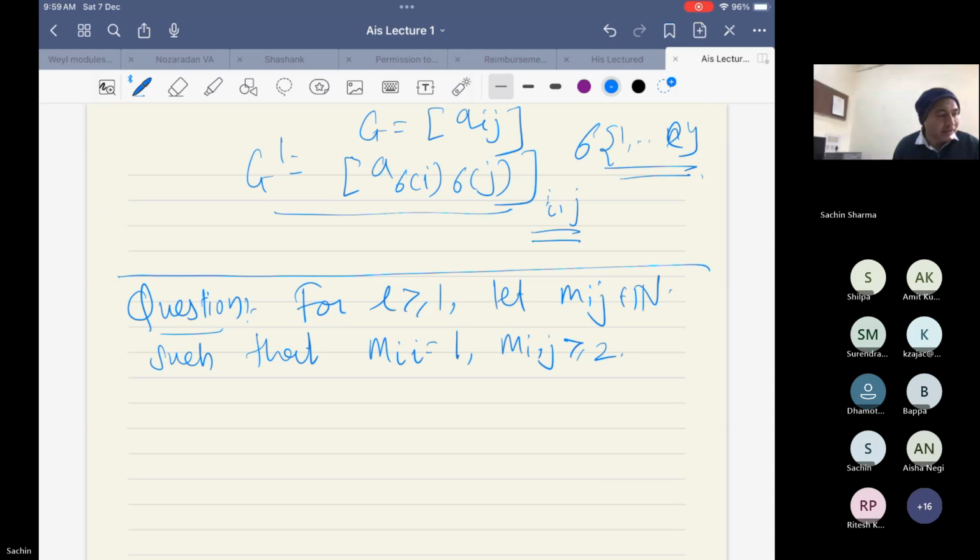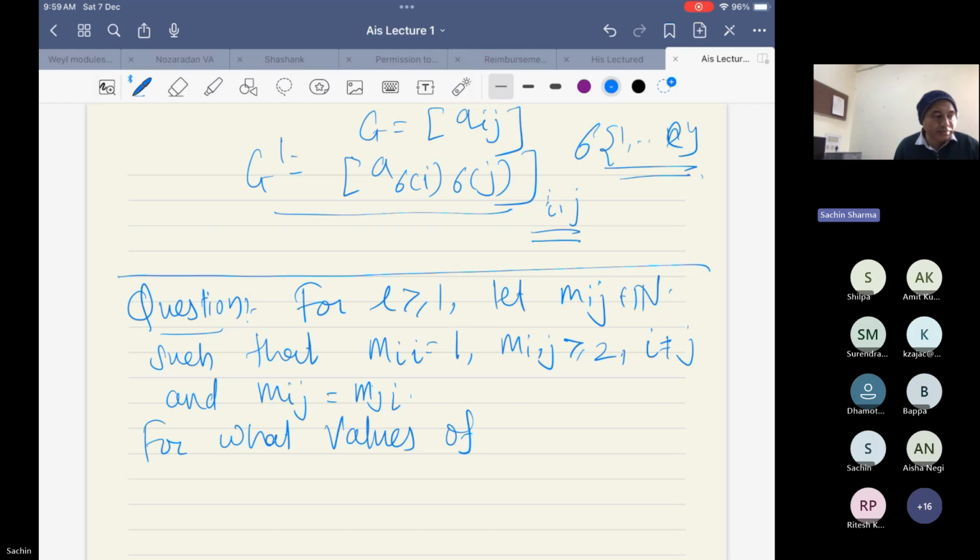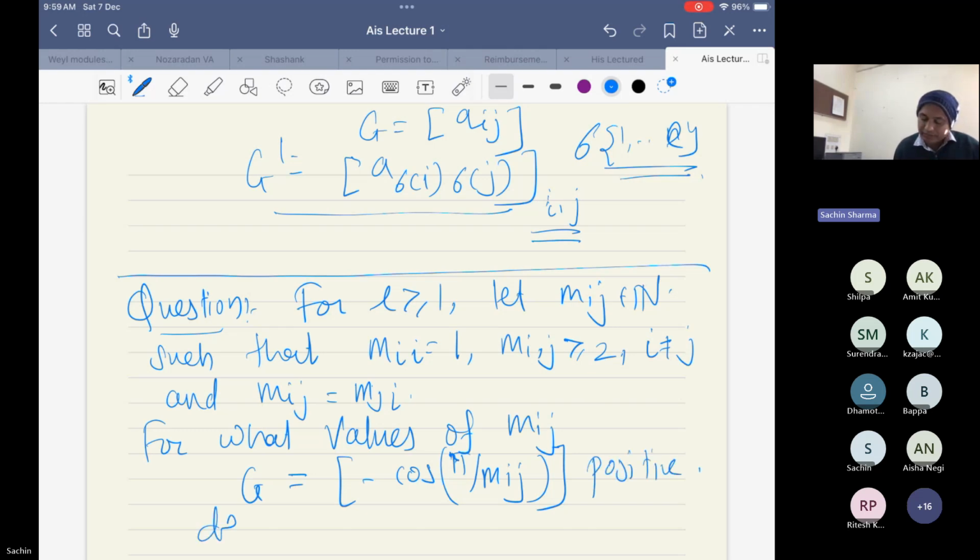Then for i not equal to j and Mij equal to Mji, for what values of Mij is the Gram matrix G positive definite?